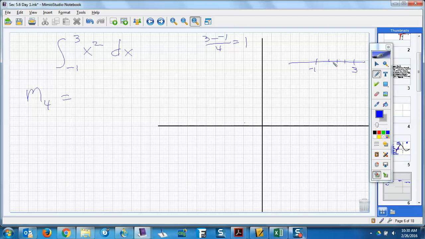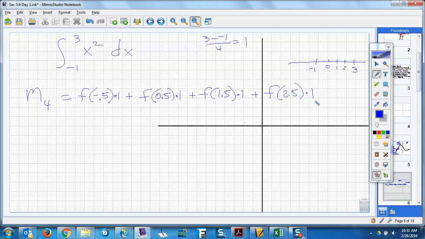So I'm going to have 1, 2, 3, 4, so that's going to be 0, 1, 2. So I can just look at it, it gives me numbers to look at, almost like a number line. So my first midpoint is going to be where? Negative 0.5. So I'm going to put negative 0.5, times 1, plus f of 0.5 times 1 plus f of 1.5 times 1 plus f of 2.5 times 1.